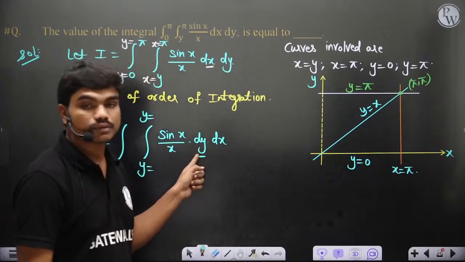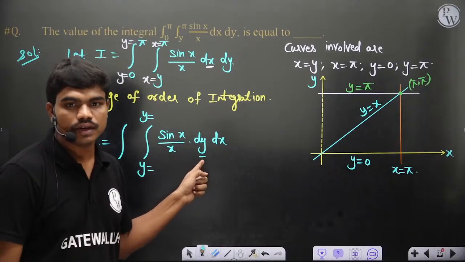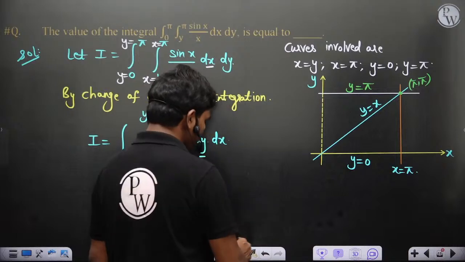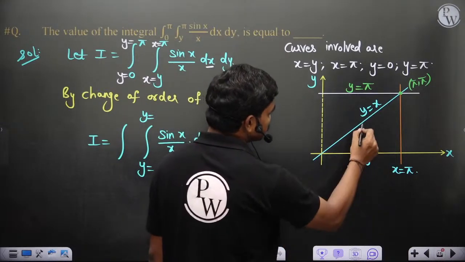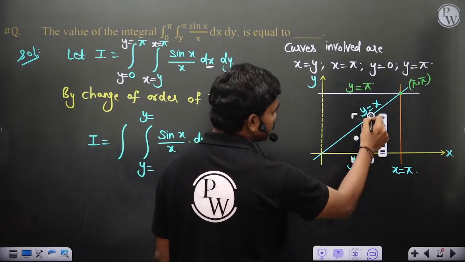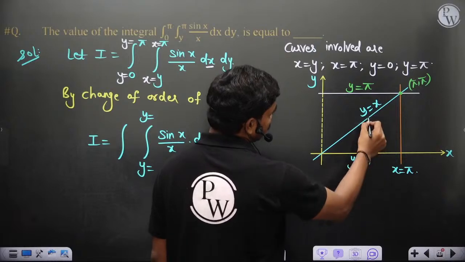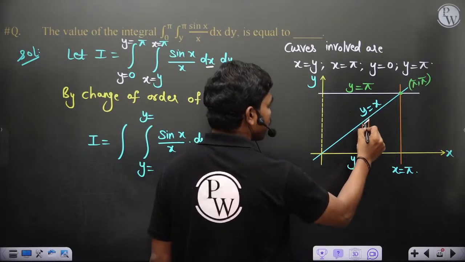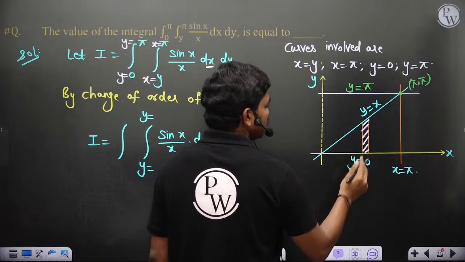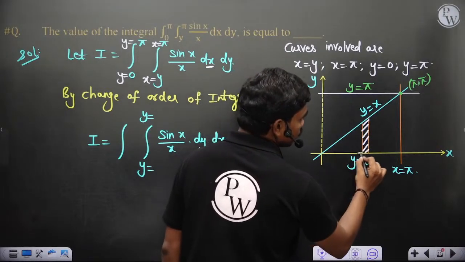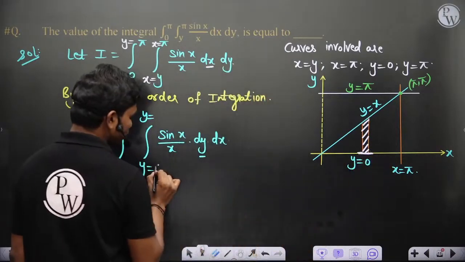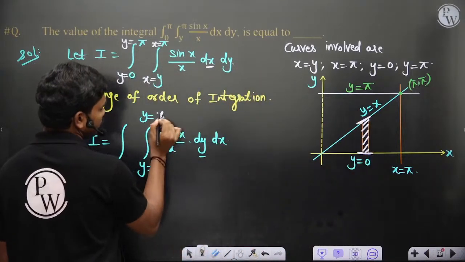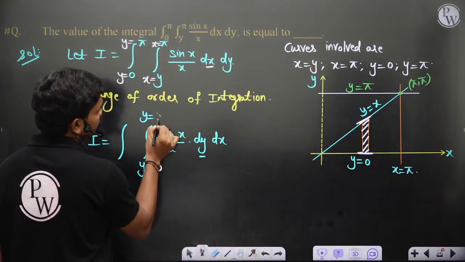Y is my first variable of integration. If y is my first variable of integration, then I should consider my vertical step, right? If you consider this vertical step in this region, then you move this anywhere in this region, the lower bound is always given by y equal to 0, and the upper boundary is always given by y equal to x.